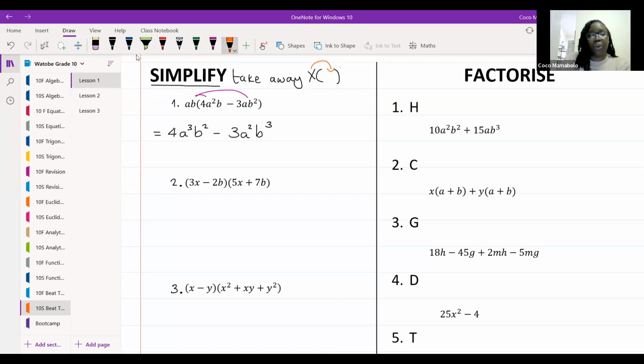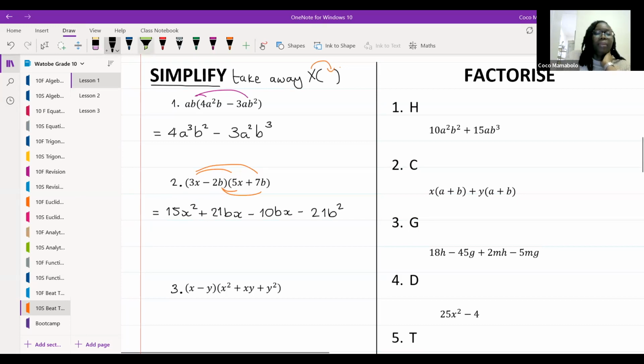Now, in this next one over here, we'll do a foil, but normally I don't call it foil. I call it a top, top, bottom, bottom. And I'm going to explain why in just a second. But what I would have gotten over here is 3x times 5x, 15x squared, plus 21bx minus 10bx minus 21b squared. And then I have to add my like terms. So 21bx minus 10bx would give me positive 11bx. So my final answer should be 15x squared plus 11bx minus, why am I saying 21? Sorry, guys, this should be 14. 2 times 7 is 14. My bad. 14b squared. Sorry, guys. 14b squared.